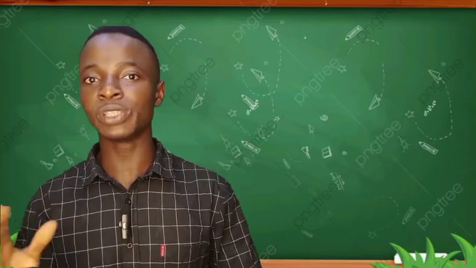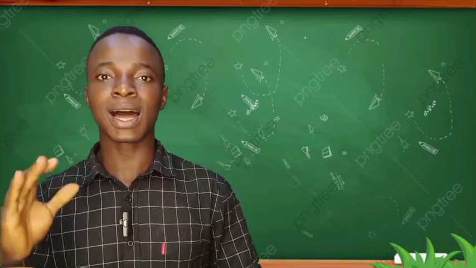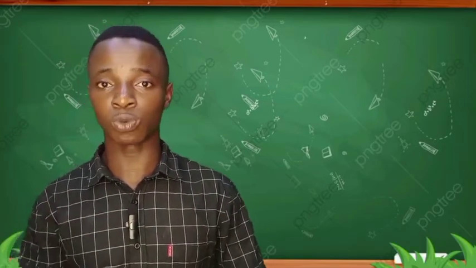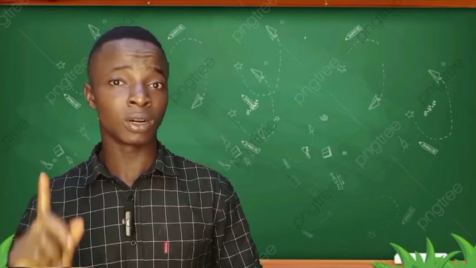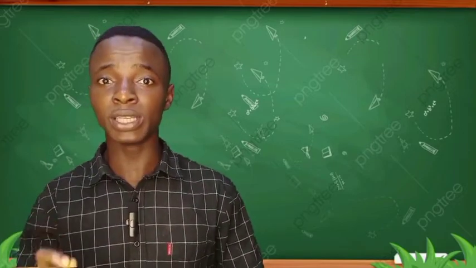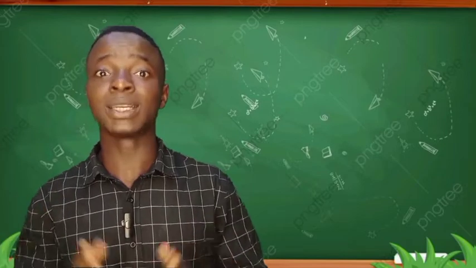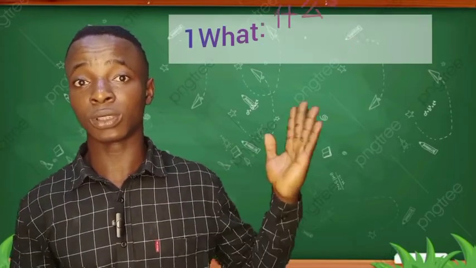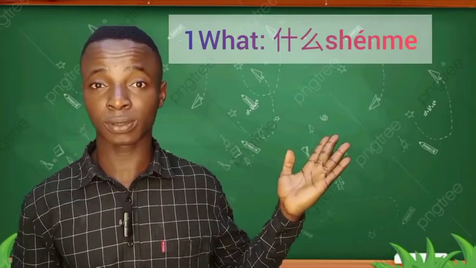To answer the WH question of Chinese language is as simple as ABCD. The only thing you need to do is to repeat and change only the question word. Note down, repeat and change only the question word. Let's get started.